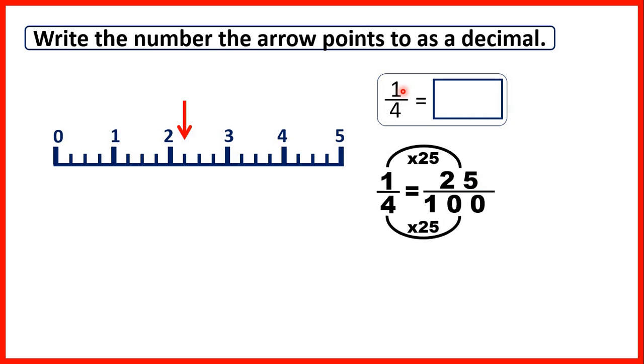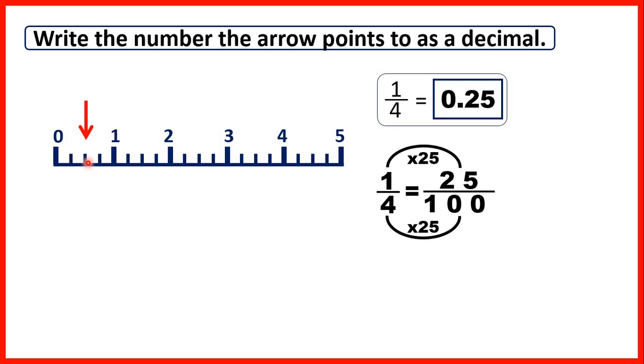So because we know that 1/4 is 25 hundredths, we know that as a decimal that's 0.25 because the denominator of 100 tells us that we can't go past the hundredths place value, and the hundredths is the second digit after the decimal point. So here the arrow is pointing after 2 and it's pointing 1/4 after 2, so 2 and 1/4 is 2.25 because 1/4 is 0.25.